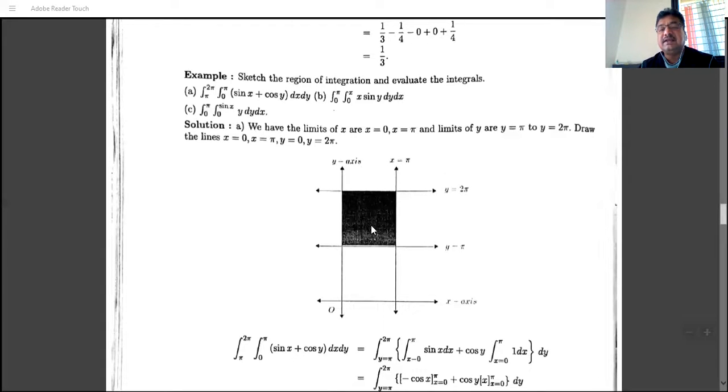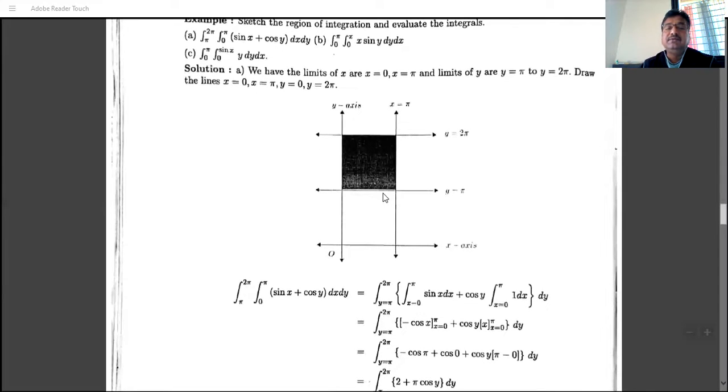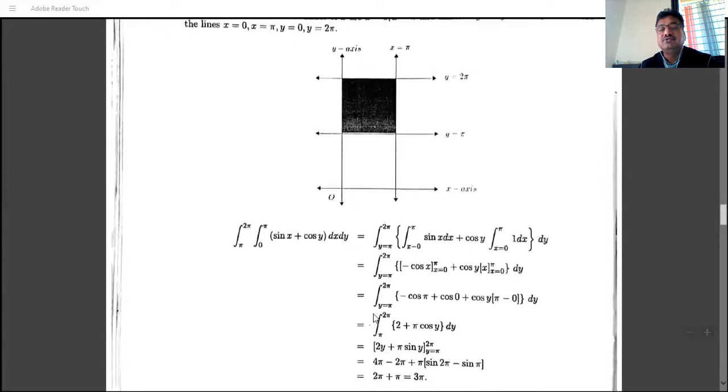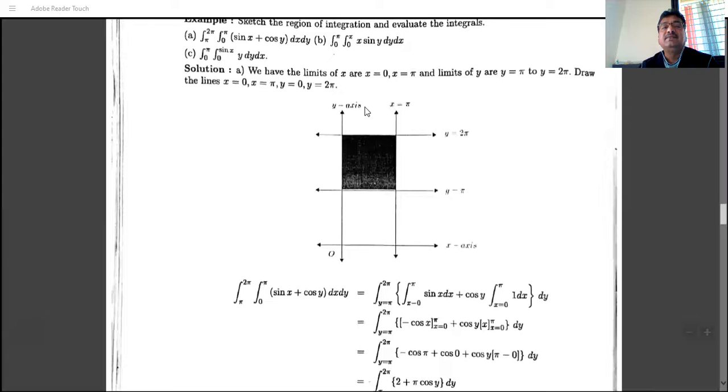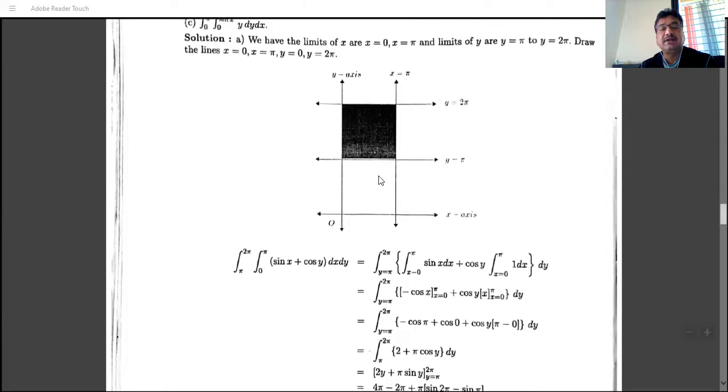And so this is the area bounded by these 4 lines: x is equal to 0, x is equal to pi, y is equal to pi, and y is equal to 2 pi. And now we have to integrate this over this region. In order to solve the integration, this figure is not important. But if the question is to sketch the region of integration, then this is the region of integration.